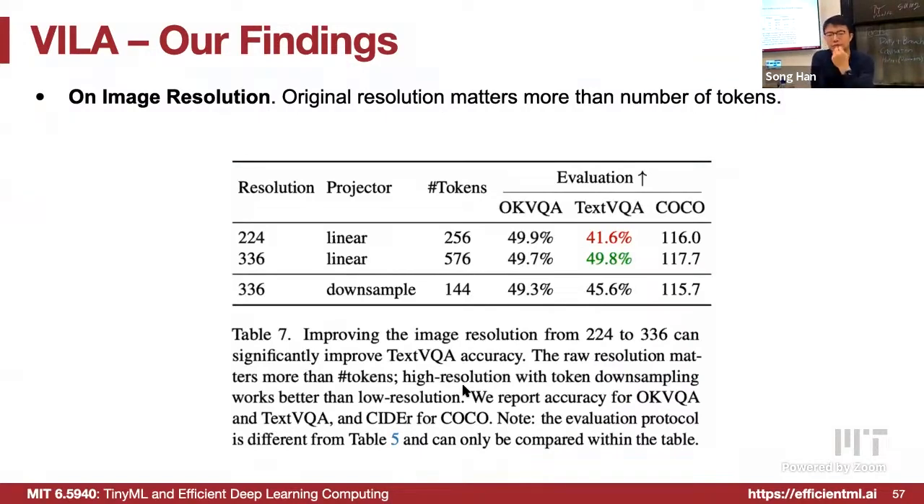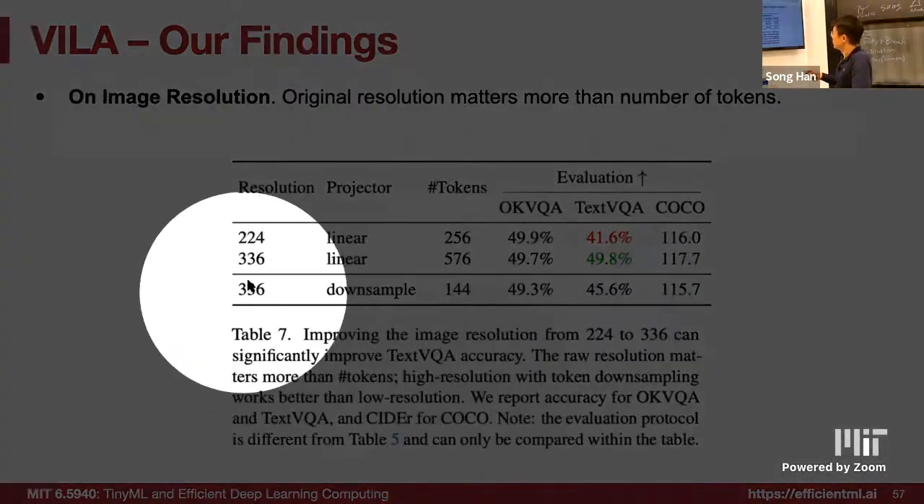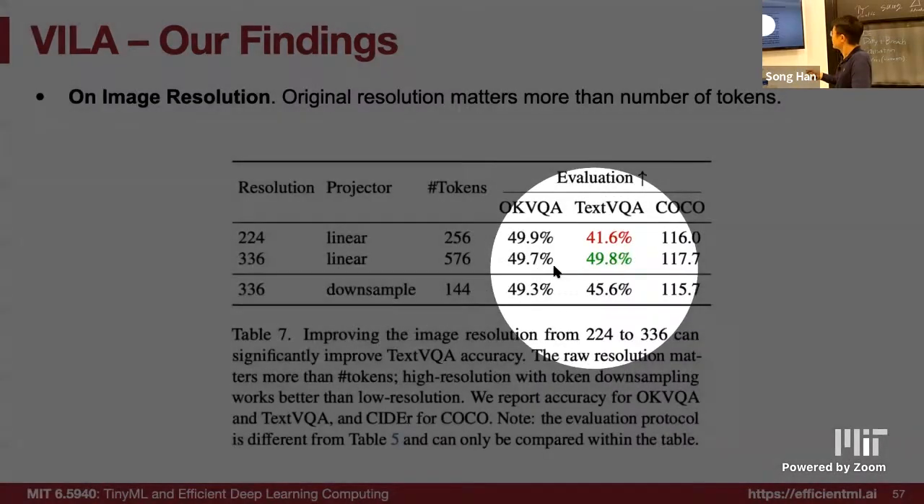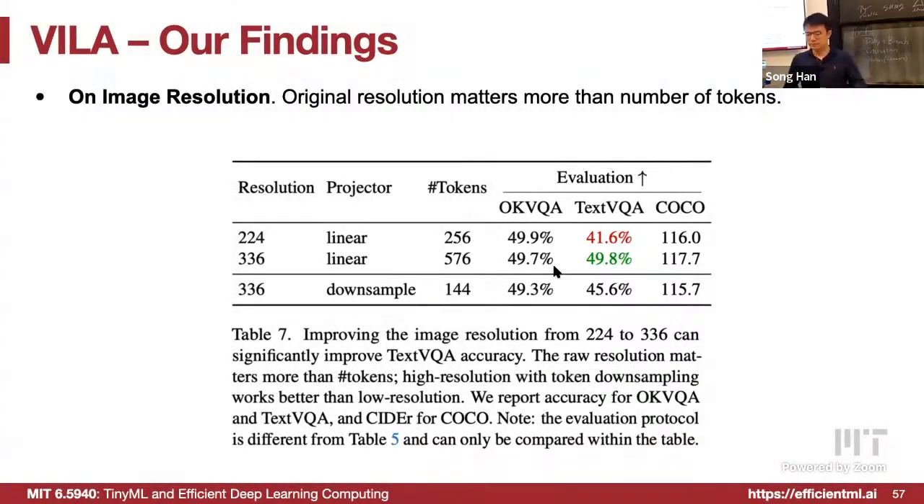Another finding is that image resolution is very crucial. The original resolution matters more than the number of tokens. If the resolution is larger, the accuracy is much better. But you know, the higher the resolution, the higher the compute.